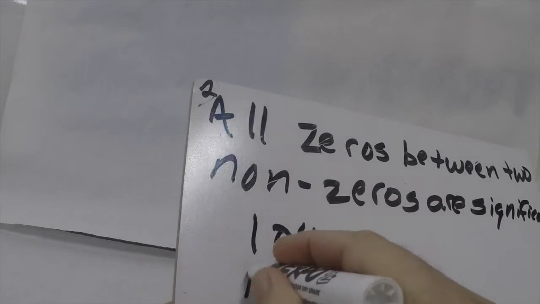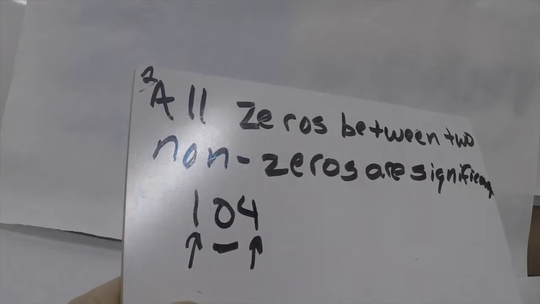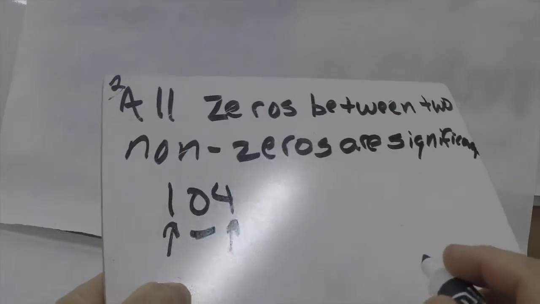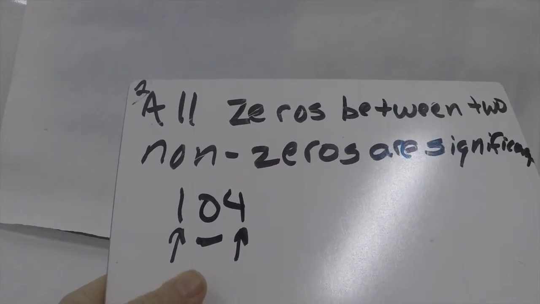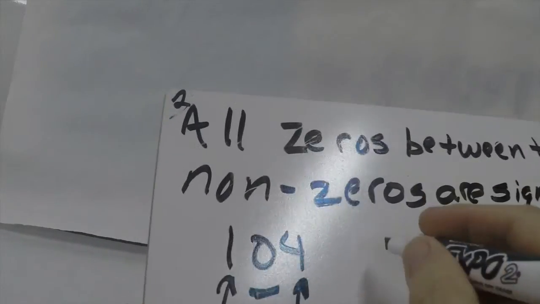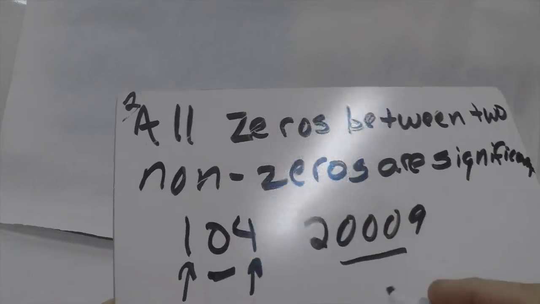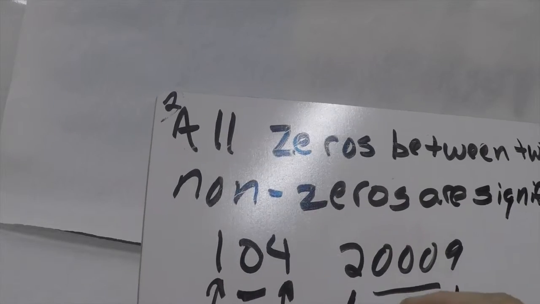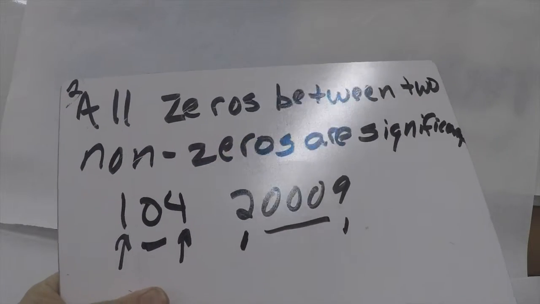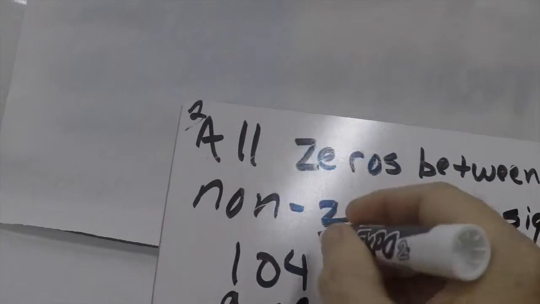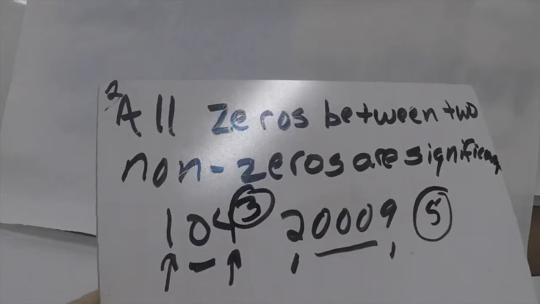Therefore, because it's between two non-zeros, it is already significant. So any number that's between two others that are significant is automatically significant. I don't care how many I have. Let's say I have 2, 0, 0, 0, 9. All of these are significant because they come in between a non-zero number, and therefore this has 5 significant digits. This one has 3 significant digits.